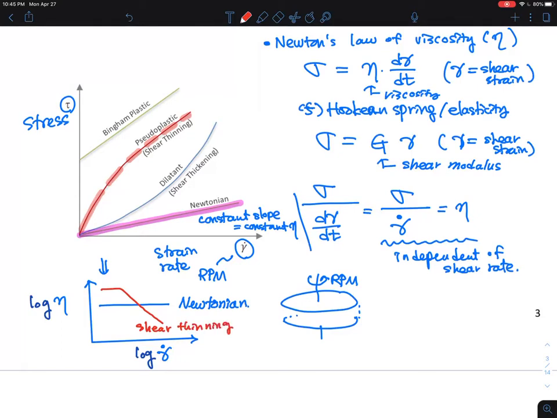Because when the RPM goes up, right? This is proportional to some RPM. As you rotate it faster and faster, your viscosity is coming down. So that's shear thinning, and shear thinning is very common for polymer melts.